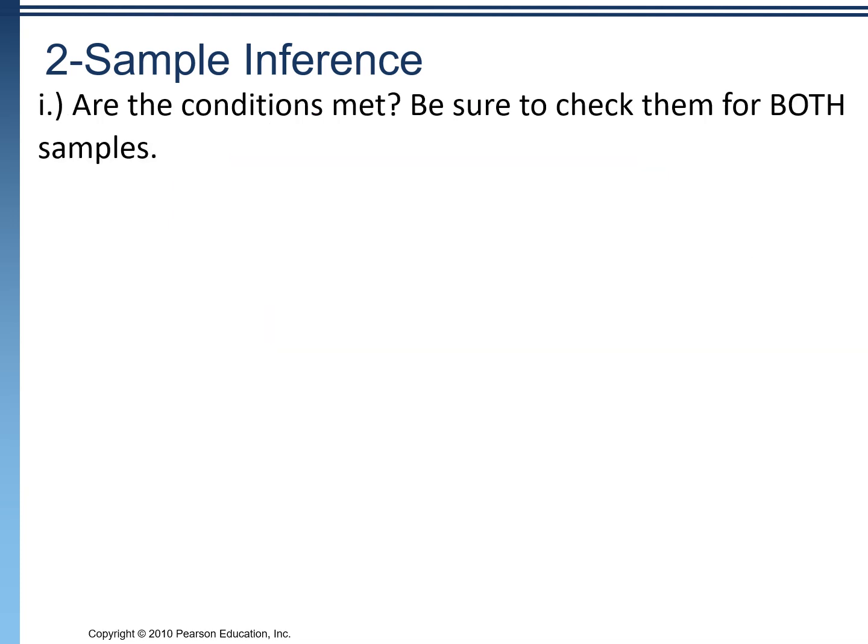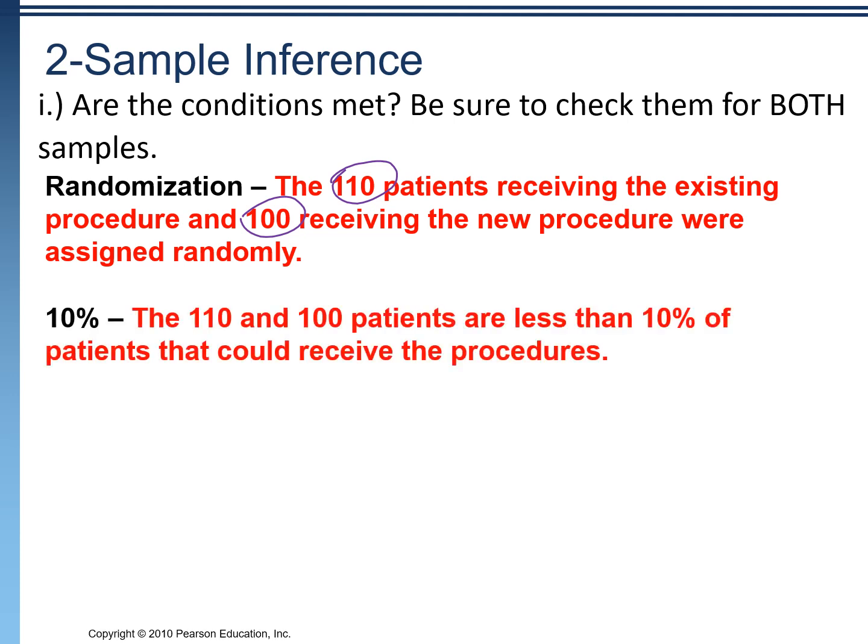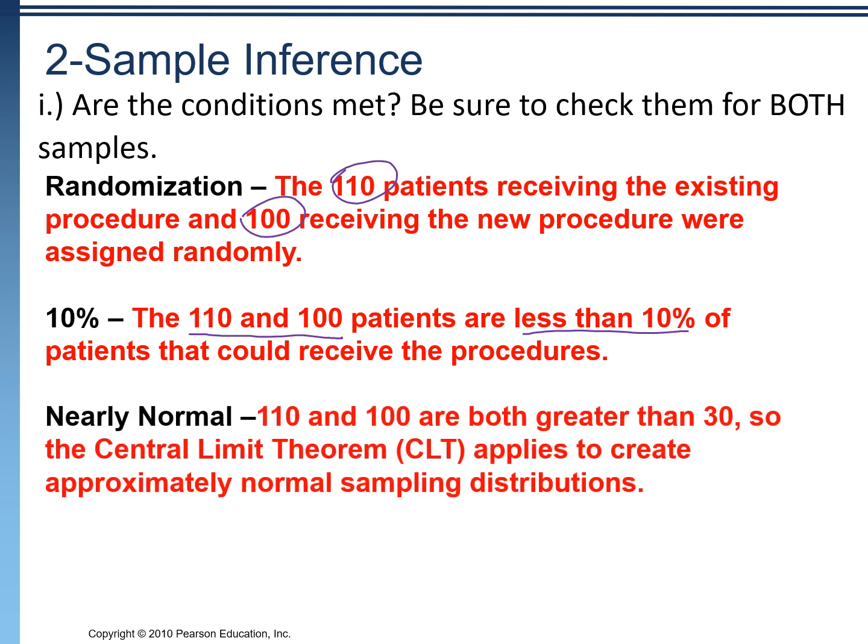When we check the conditions for a problem like this, make sure you check them for both samples. So when we do randomization, we want to make sure we talk about both the samples being randomly assigned to these two treatment methods. Same thing with 10%. We're talking about both samples here being less than 10% of their respective populations, people who could receive these procedures. 110 and 100 are both greater than 30, so we can apply the central limit theorem, which is going to state that we end up with an approximately normal sampling distribution.